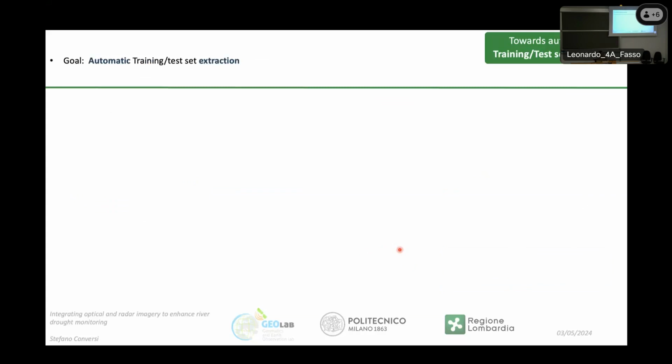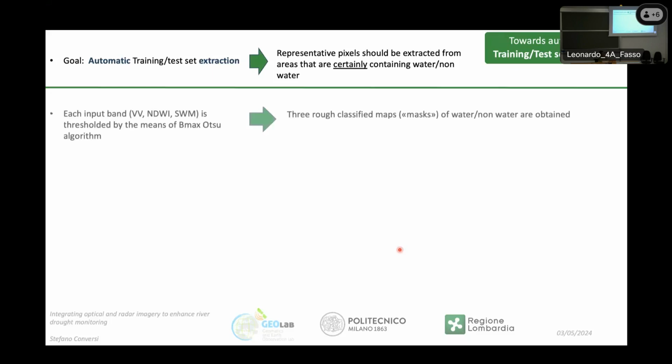The other aspect is obviously the fact that in the first moment we train the algorithm by drawing polygons. We want to avoid that the user should, for each iteration, draw the polygons themselves. So what we want to do is to extract the training and test sets automatically from the images, and so, in order to have a data set from which we can extract this information, we need to be sure that we have a data set containing only purely water and purely non-water pixels. So how did we get to this point?